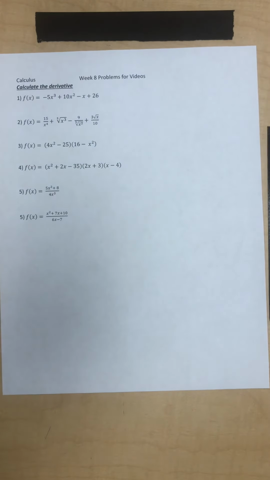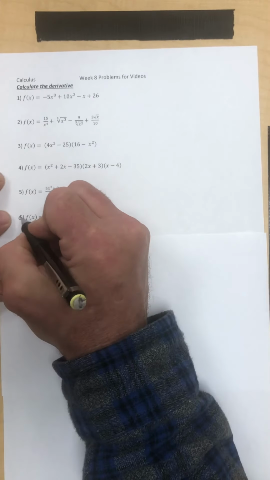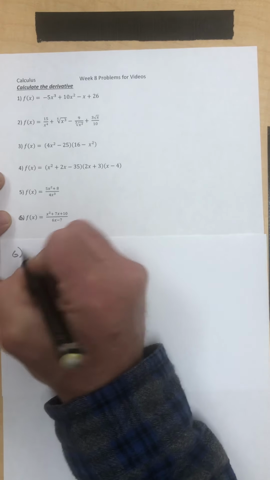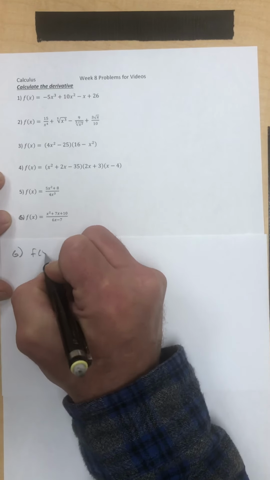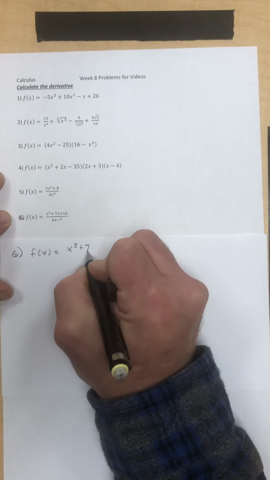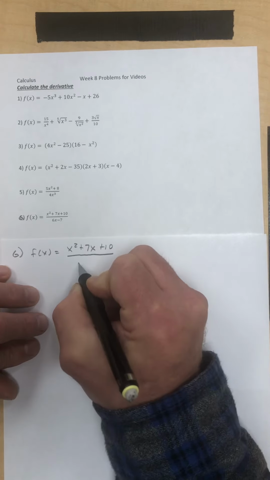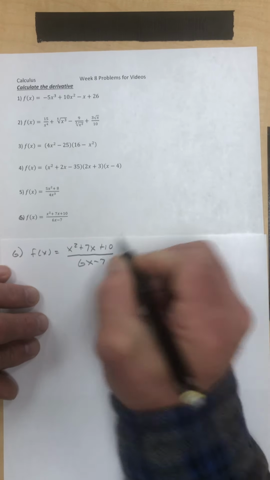Very similar to the last one. Ooh, I get two number 5s. That's number 6. Okay. All right, so I have f of x equals x squared plus 7x plus 10 all over 6x minus 7. Okay.